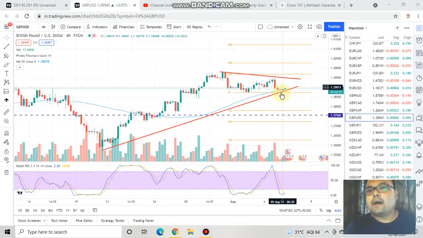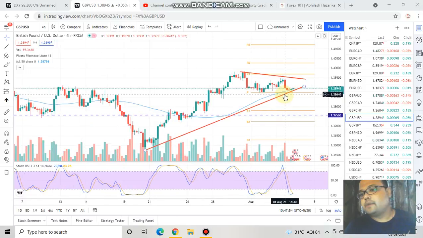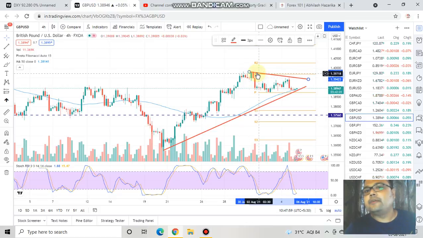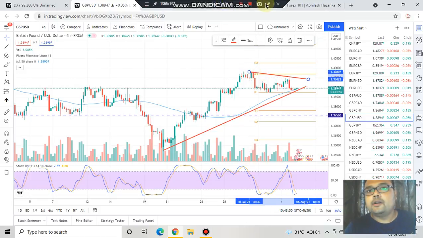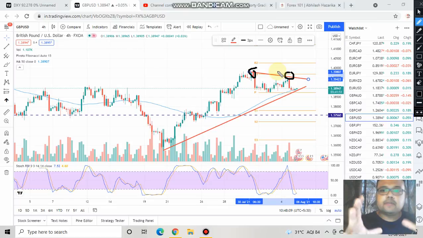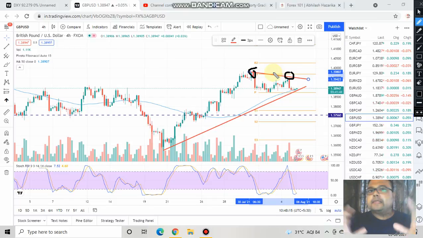Rather, the market is trying to bounce from this particular level here. And above, we have a trend line here. After two touches, we can hope that this trend line will act as a resistance for the market. And if we look at the overall picture of the market here, then the market looks very, very confusing, because we do not have any safe position to enter here right now.